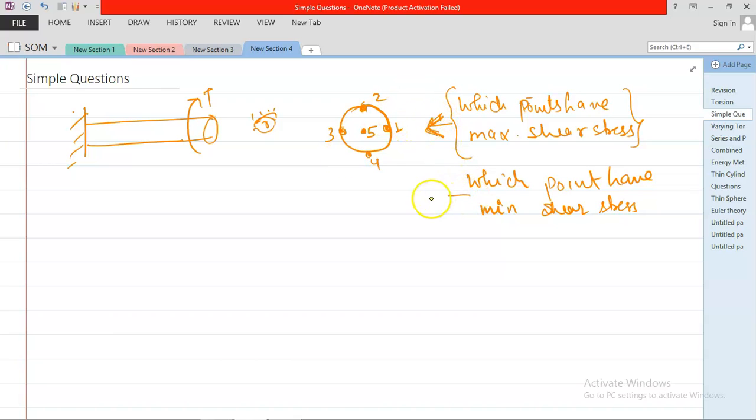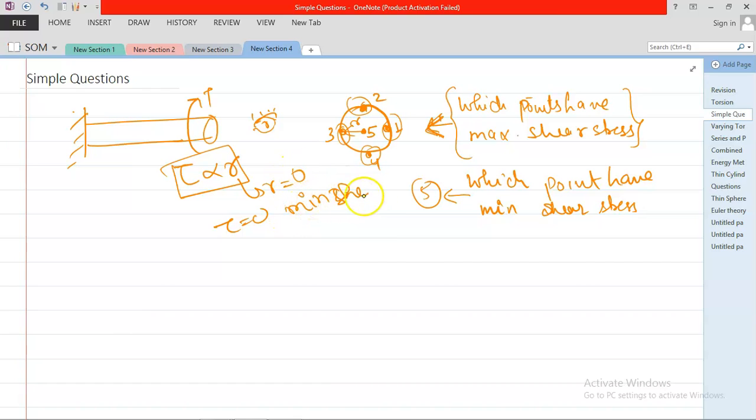Okay, point 5 is minimum. What is the maximum? Okay, all the outer points have the same because they are at the same radius r. So you know that tau is a function of r. When r is 0, tau is 0. So at point 5, r is 0, that is the minimum shear stress, and at the outer surface it is the maximum shear stress.